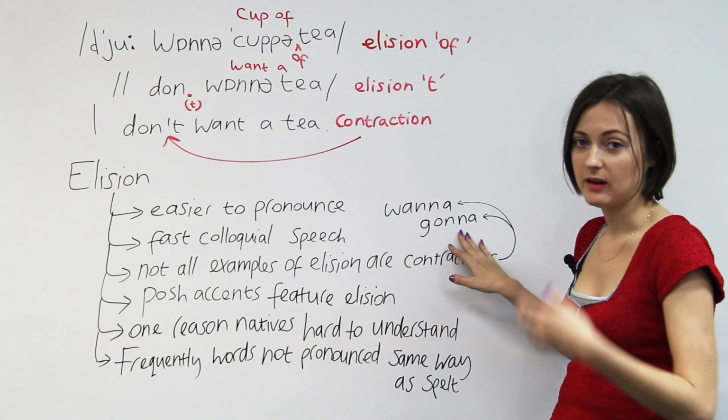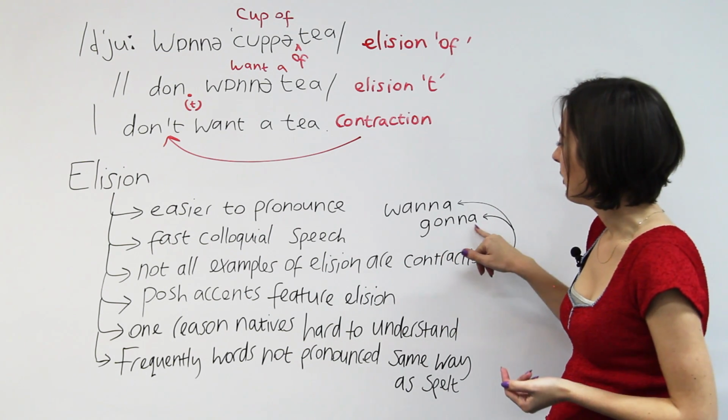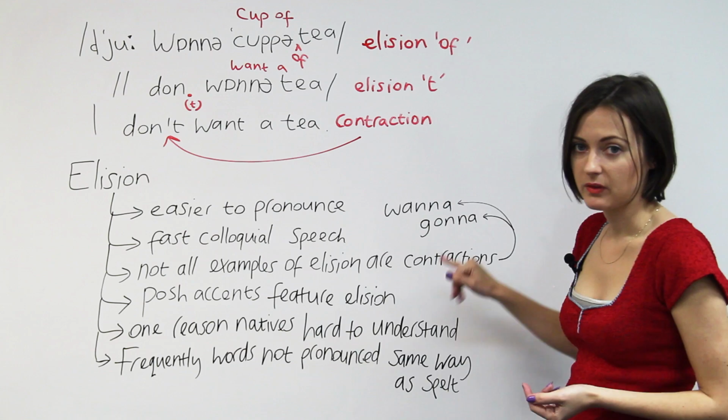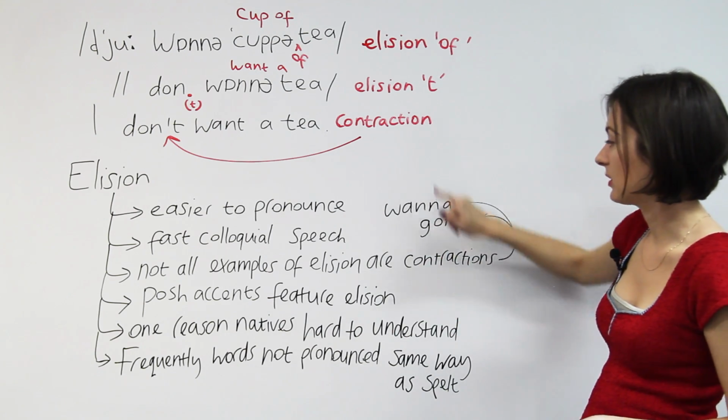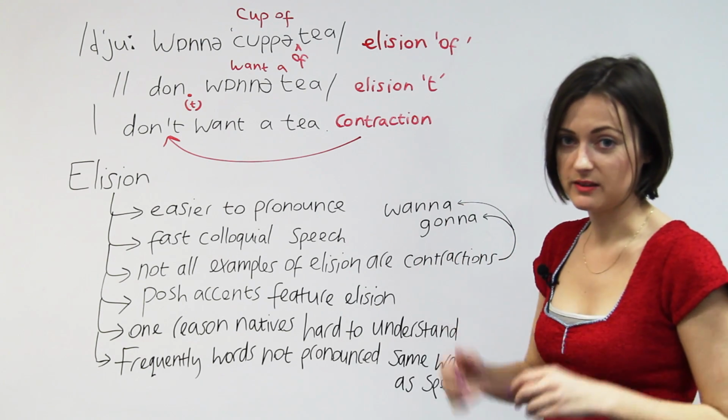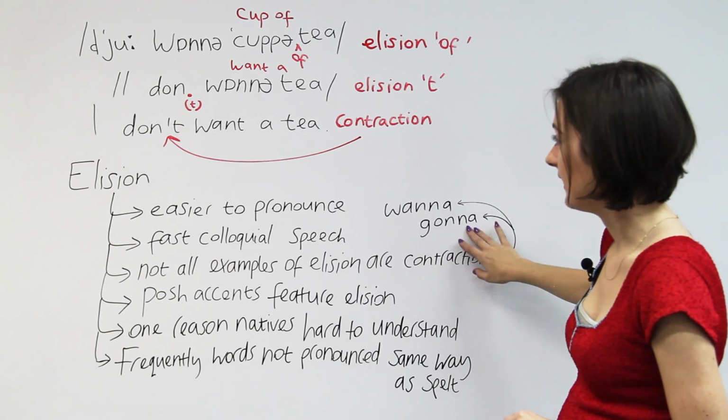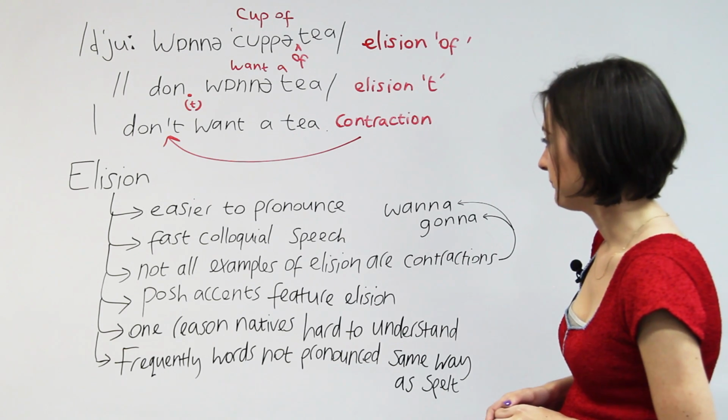I want to do that. I'm going to go there later. But we can't write them. And the reason we can't write them is that they're not contractions. They're not recognized as being standard English. So we can say it, but we can't write it that way.